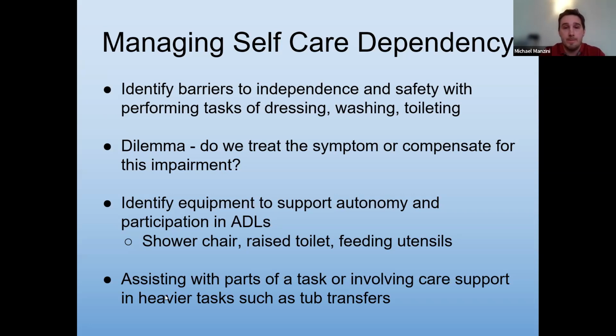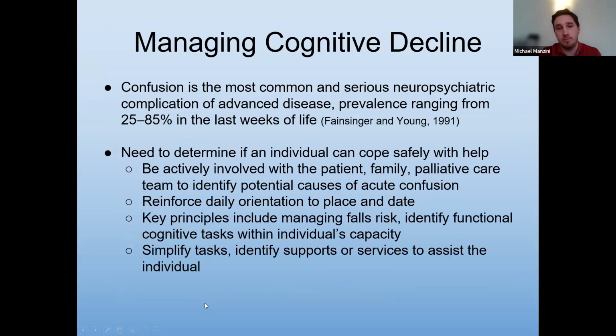Next slide, sorry. Managing cognitive decline.